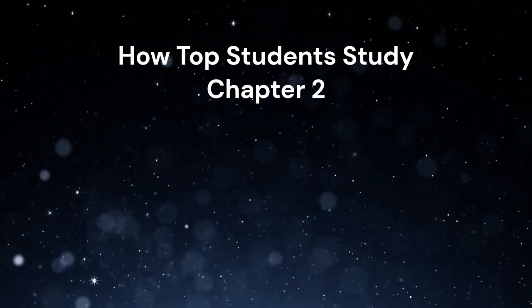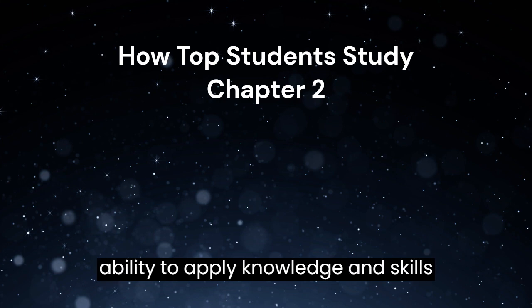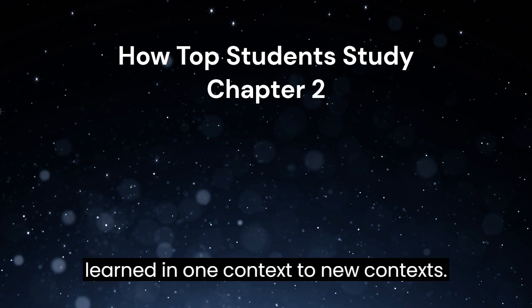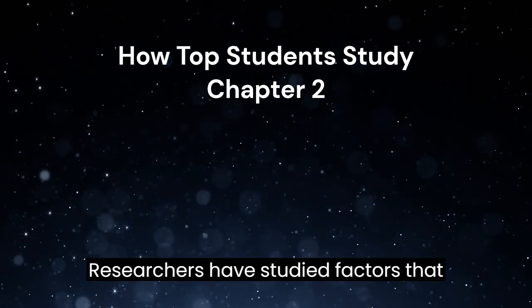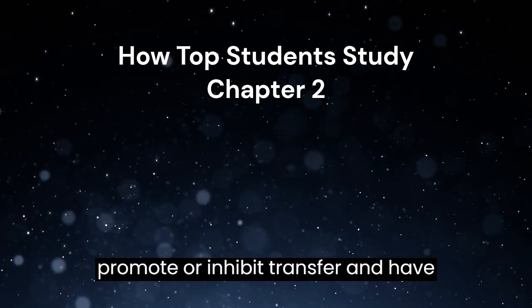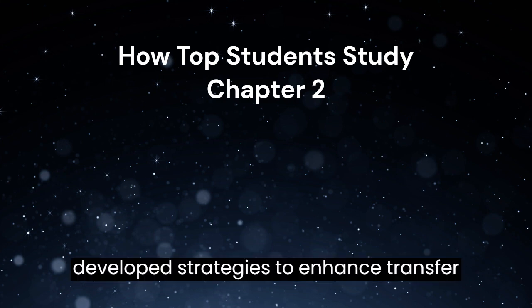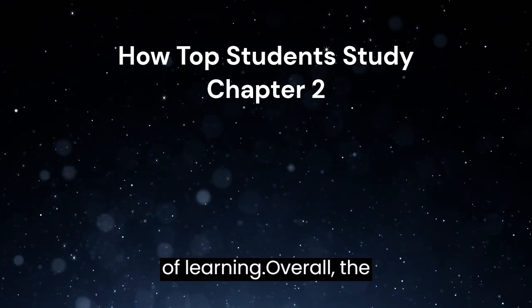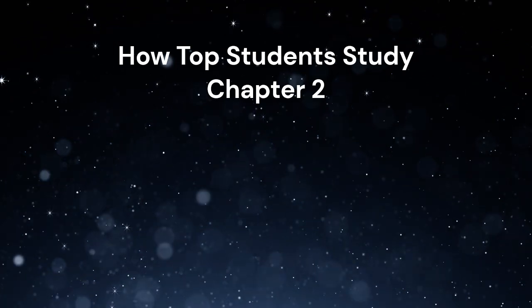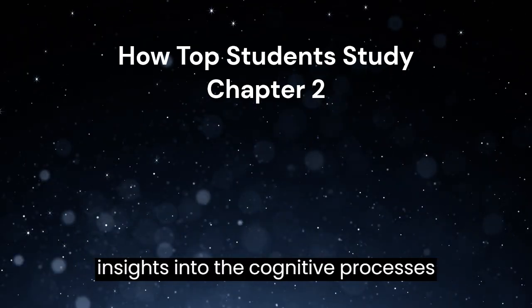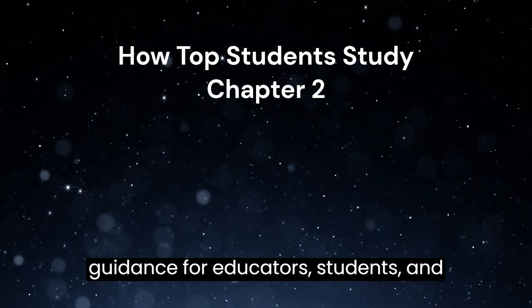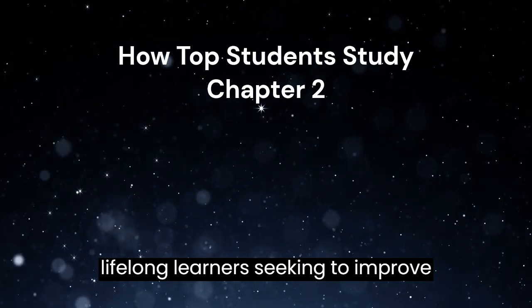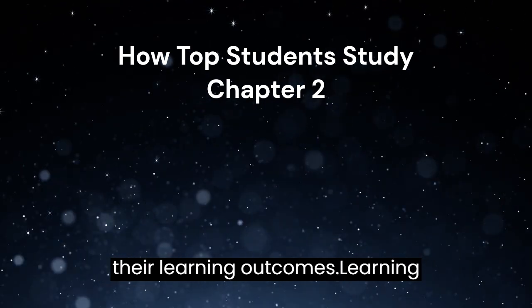Transfer of learning. Transfer of learning refers to the ability to apply knowledge and skills learned in one context to new contexts. Researchers have studied factors that promote or inhibit transfer, and have developed strategies to enhance transfer of learning. Overall, the science of learning provides a wealth of insights into the cognitive processes involved in learning, and offers valuable guidance for educators, students, and lifelong learners seeking to improve their learning outcomes.